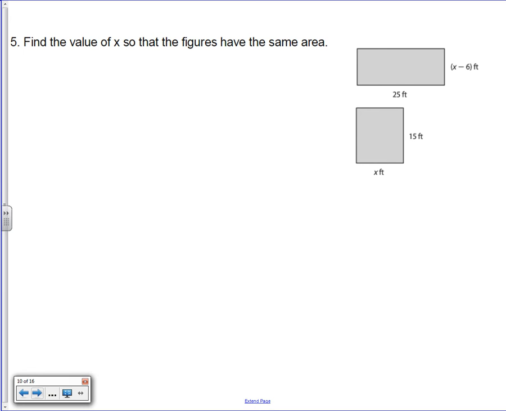Please pause this video and read for your unknown. We want the value of X so they have the same area. Well, these are rectangles. In order to find the area of a rectangle, you take length times width. So here's my length times my width, and here's my length times my width. It does not matter the order in which you multiply. It does say they need to be the same though, so I'm going to put an equal sign between them.